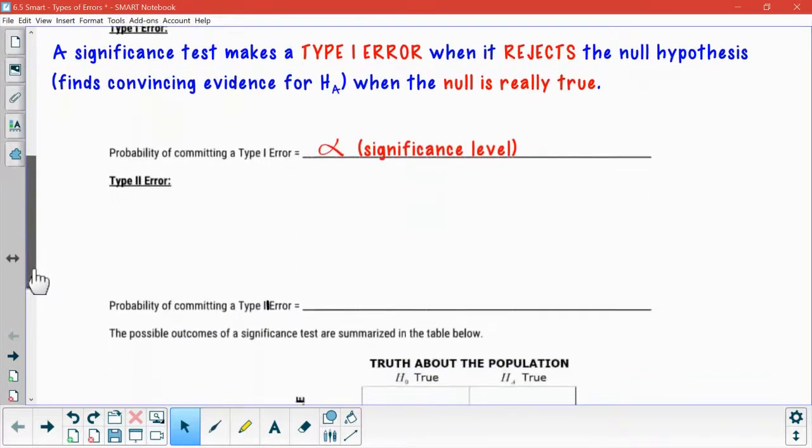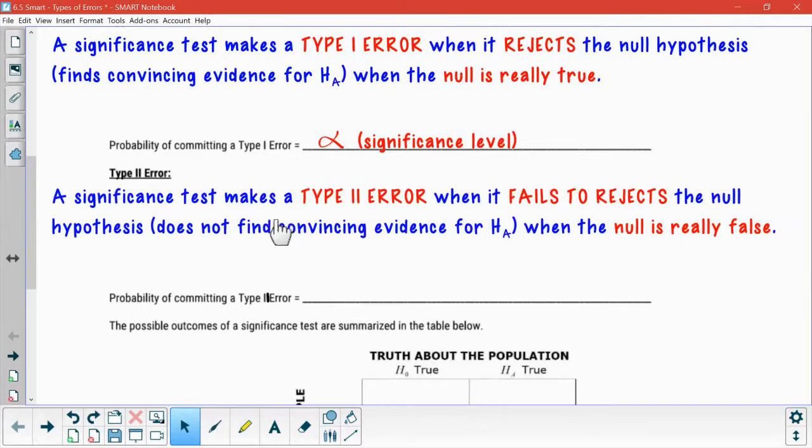Now, a type 2 error is when a significance test fails to reject the null hypothesis, which means it does not find convincing evidence for the alternative when the null is really false. So if you're ever asked to identify what type of error is being made, pay attention to whether they rejected the null or failed to reject the null. And the probability of committing a type 2 error is going to be beta, and we'll get to that in just a second.